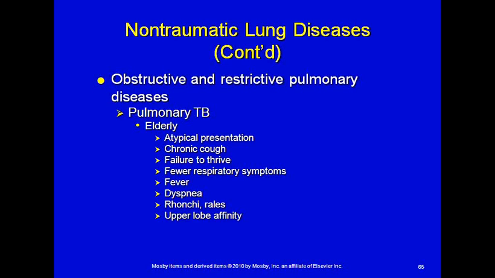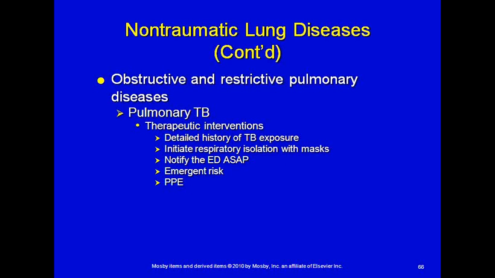The elderly may have an atypical presentation of tuberculosis. They may just have a chronic cough and failure to thrive. They're not going to have as many respiratory symptoms, but fever, shortness of breath, rales, and upper lobe affinity. It has a tendency to settle in the upper lobes.